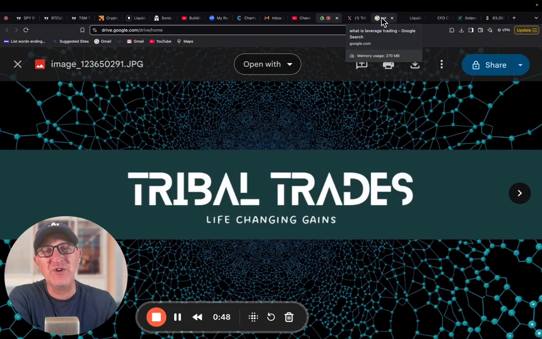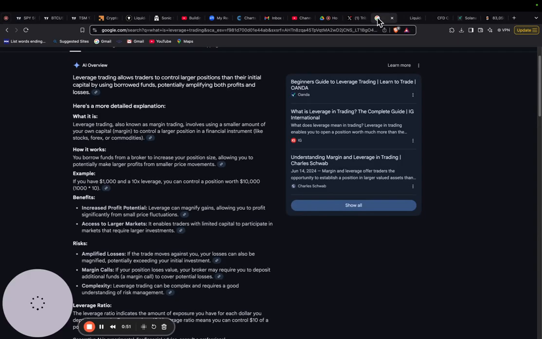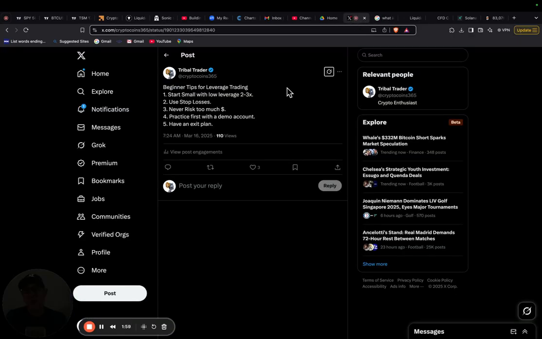So first of all, we're going to look at what is leverage. Leverage trading allows traders to control larger positions than their initial capital by using borrowed funds, potentially amplifying both profits and losses. So let's look at my 5-step formula that will really help you get started with leverage trading. Number 1 is to start small with low leverage, which is 2 to 3x.